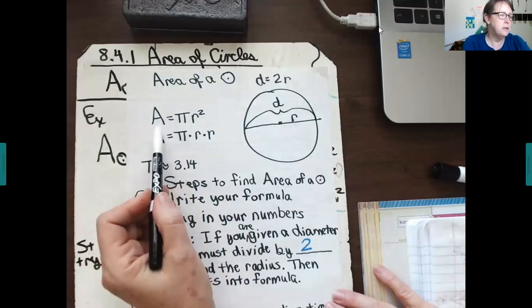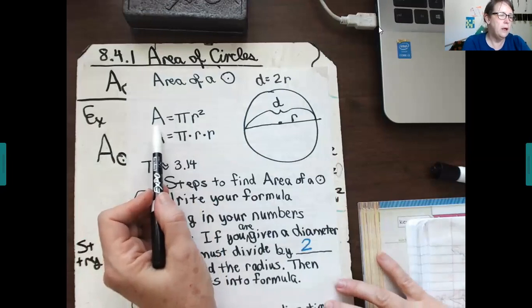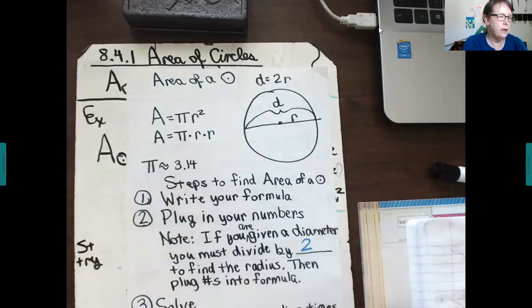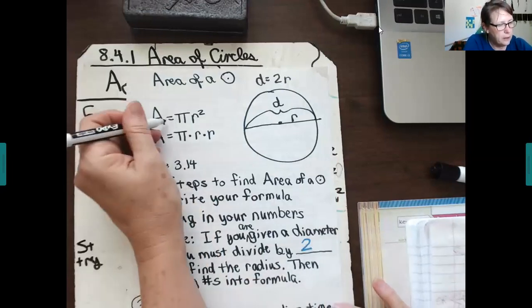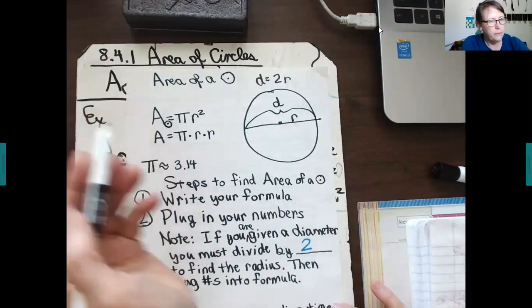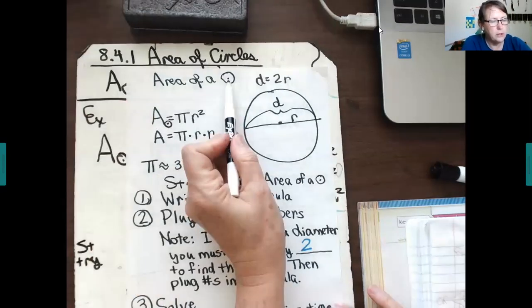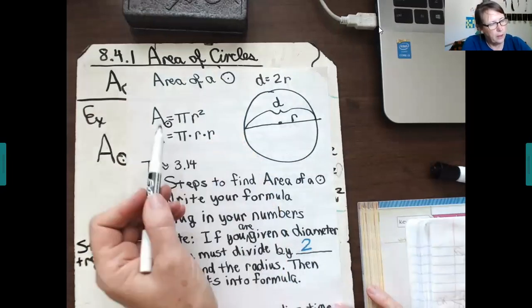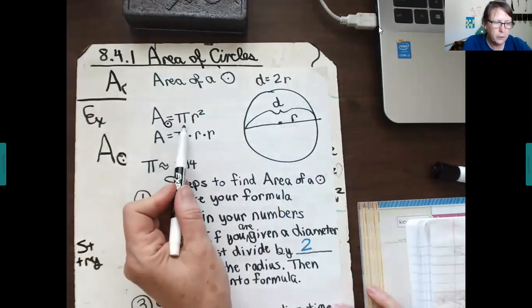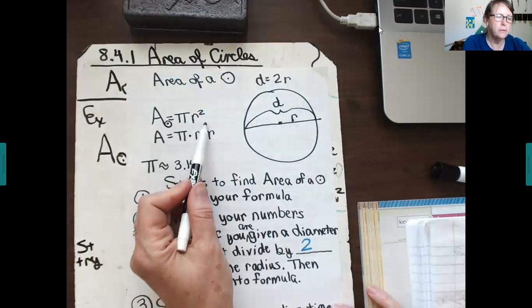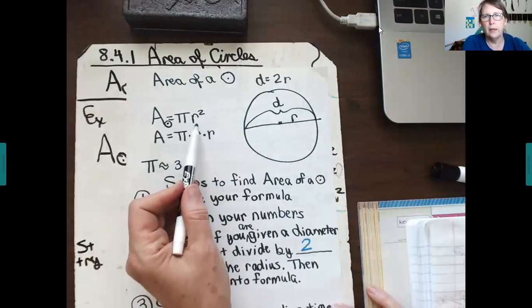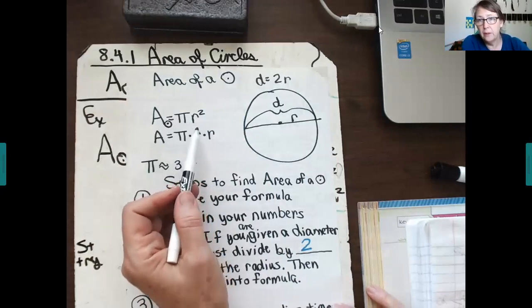And now let's speak to the formula itself. A, uppercase A, for area of a circle. That's the notation for the symbol circle. Area of a circle equals pi times r squared. I know y'all haven't used R squared or any kind of squared much this year. Maybe you have in the past.